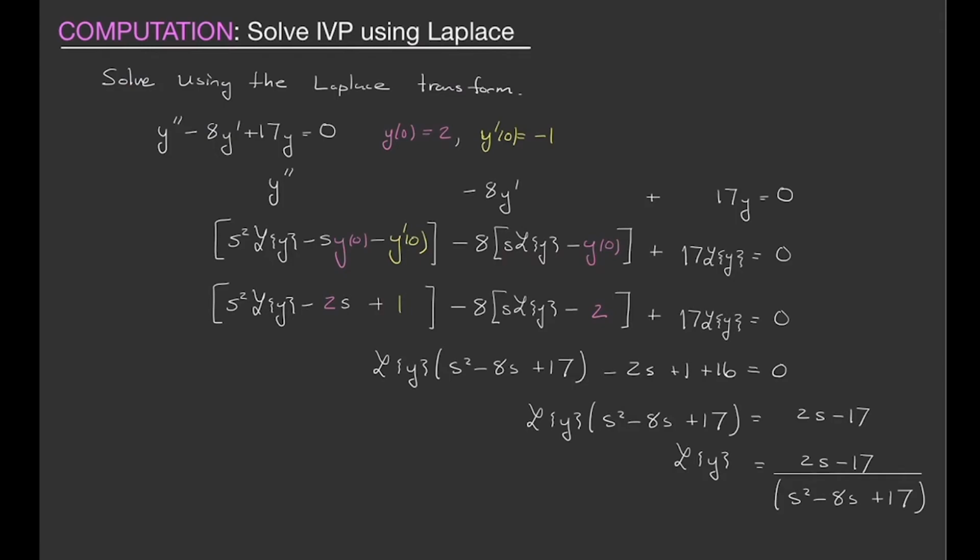Now at this point, all we have to do is take the inverse Laplace transform of both sides, and that will give us that y is equal to whatever the inverse Laplace transform of this is. So now we just have to manipulate this right-hand side so that we get something that we can easily take the inverse Laplace transform of. So we've applied the Laplace transform to get to this point. Now we algebraically manipulate, and then we will do the inverse Laplace transform. Let's look at how we might manipulate this algebraically.